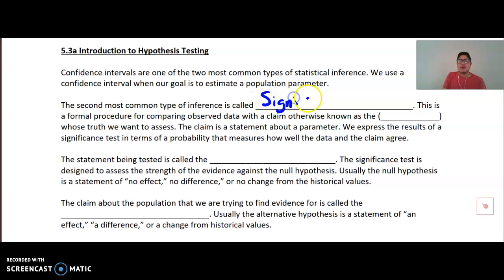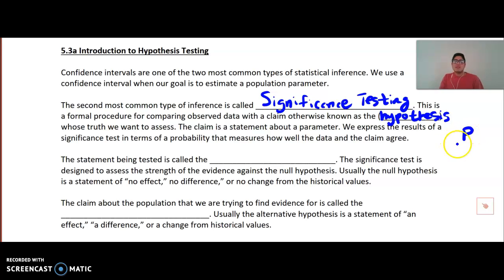So I'm going to put that here, significance testing. Now, this is a formal procedure for comparing observed data with the claim, otherwise known as the hypothesis, whose truth we want to assess. The claim is a statement about a parameter, and we know that so far the only parameter we've dealt with is P, which is the population proportion. And we express the results of a significance test in terms of a probability that measures how well the data and the claim agree. That's what we call the p-value, which we'll get into below.